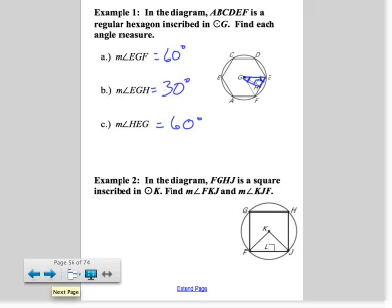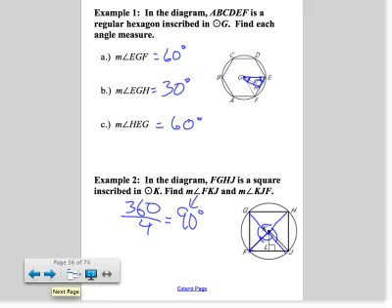In the diagram, FGHJ is a square inscribed in circle K. Find the measure of angle FKJ and the measure of angle KJF. So FKJ, again, that's a central angle. If I were to draw in all of my radii, I'd have 1, 2, 3, 4 central angles. So 360 divided by 4 tells me each central angle in a square is 90 degrees. So that means that FKJ, which is a central angle, is 90 degrees.